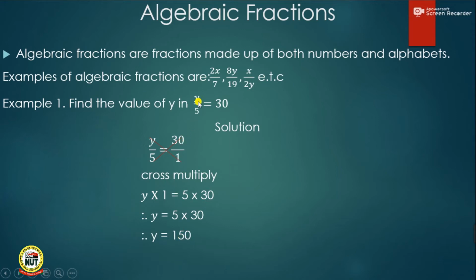150. So you can substitute y here to be 150 to see if it will give you 30. So 150 divided by 5 definitely will give us 30. It therefore implies that y is equal to 150.